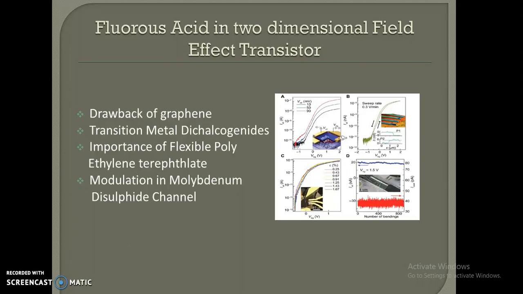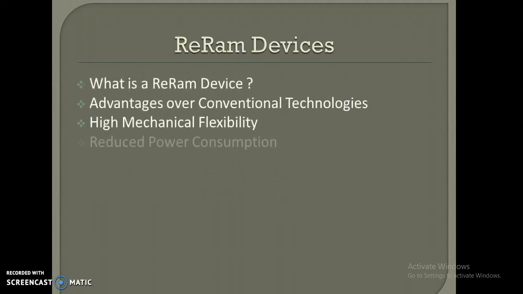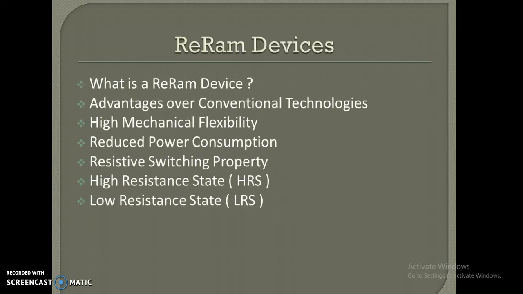In order to test the suitability of hafnium oxide for flexible applications, we prepared a multi-layer molybdenum sulfide field effect transistor. Now I would like to discuss ReRAM devices. What are ReRAM devices? ReRAM devices are resistive switching random access memory. They play an important role. They represent a promising emerging memory technology with several advantages over conventional technology. Several groups of materials show resistive switching. Transition metal oxides are very promising.